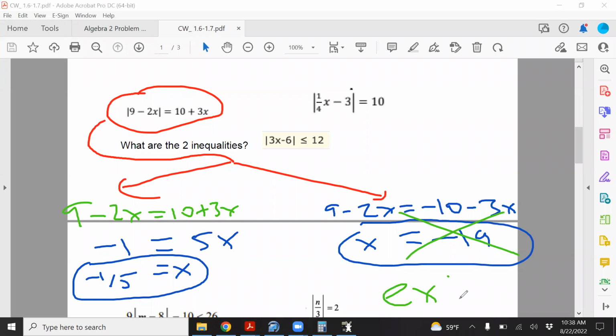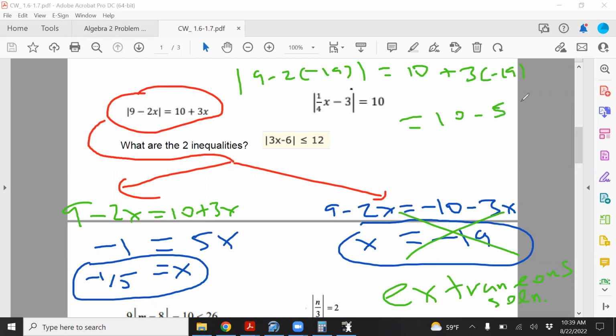We call this an extraneous solution. This is a new term for you guys, probably. Meaning it is a solution, but it's kind of this extra solution that doesn't really work. How come it doesn't work? Plug in negative 19. What happens? Whoa. What do you get on the right side? You get 10 minus 57, which is negative 47. What do you get on the other side? Not negative 47. You get 9 plus 38, which is 47. Oh. So those are not the same.